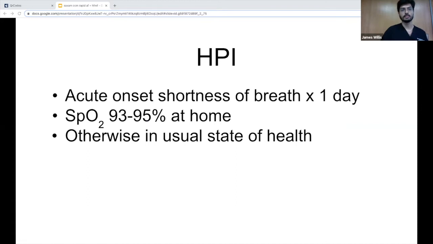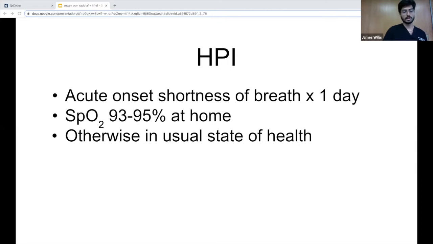So in terms of the HPI, you get some story from the niece as the patient's a little more agitated and in distress. She's been short of breath acutely for the last day. At 3 p.m., she was noted to be tachypneic and was complaining of a suffocating feeling. And the niece is an RN, so she checked a pulse ox. It was on the low side, and she called EMS to bring her into the hospital.